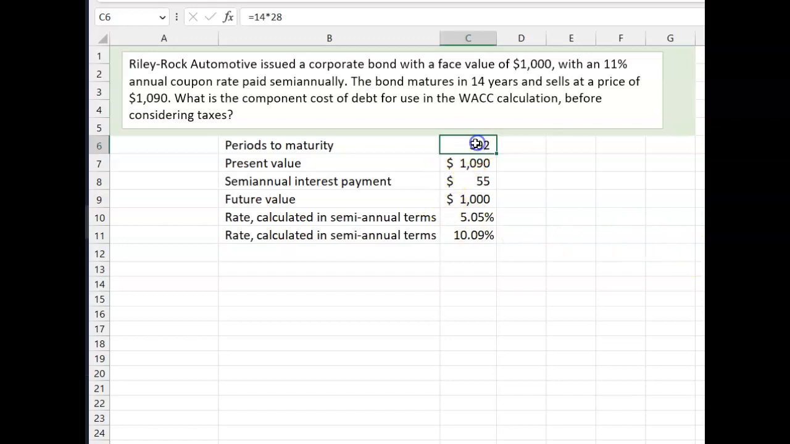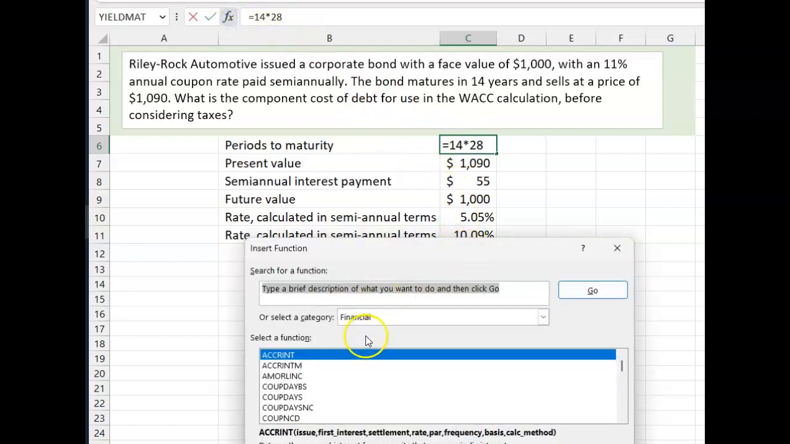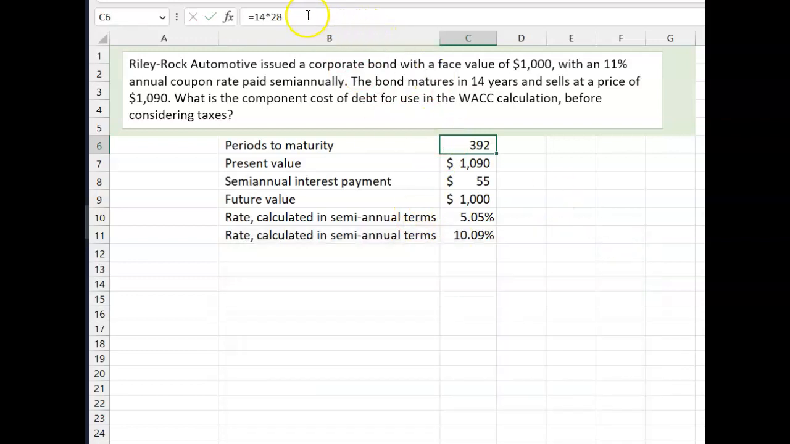All right, now, what's the number of periods to maturity? Oh, I got a mistake here. The number of periods to maturity, we don't need that just yet, is 14 times 2. Delete that, right? 14 years, but we're calculating this in semi-annual periods. So if I put that in, that becomes 28. Now, present value is given, $1,090.